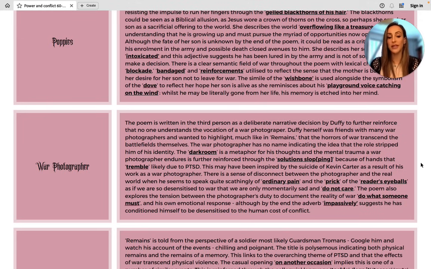The poem also explores the tension between the photographer's duty to document the reality of war, when he says "do what someone must", and his own emotional response. Although by the end, the adverb "impassively" suggests that he has conditioned himself to be desensitized to the human cost of conflict.